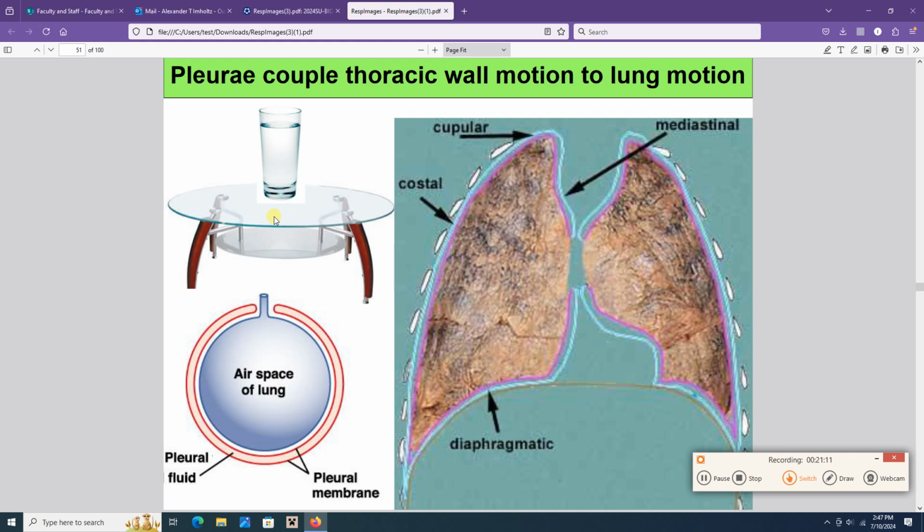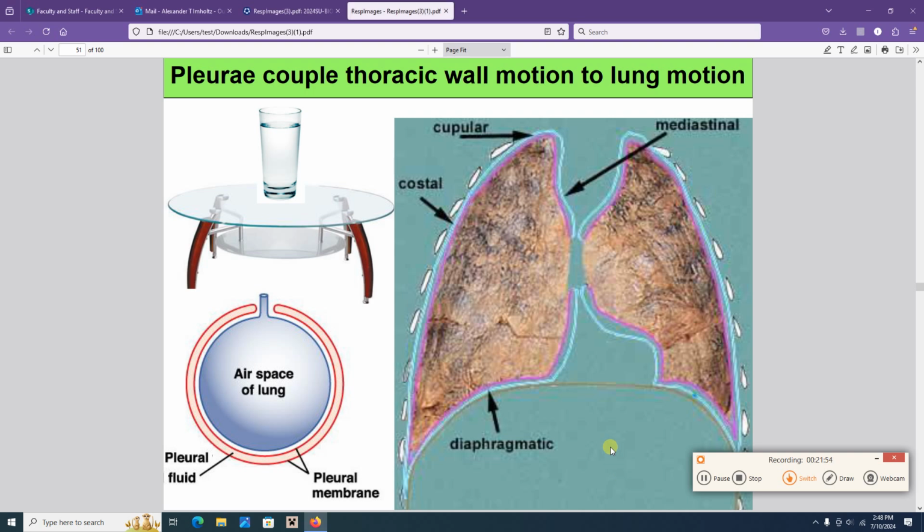Or go to a store that has a glass table and a glass and do the experiment right there in the store. What this means is that because of these two membranes and the fluid in between, when you move your ribs or move your diaphragm, the fluid makes the lungs move with it. So when your thorax gets bigger, your lungs get bigger. And this is really important. We have to make sure that when the diaphragm moves, the lung moves. When the ribs move, the lungs move. And the pleural fluid and the pleural membranes help me do that.